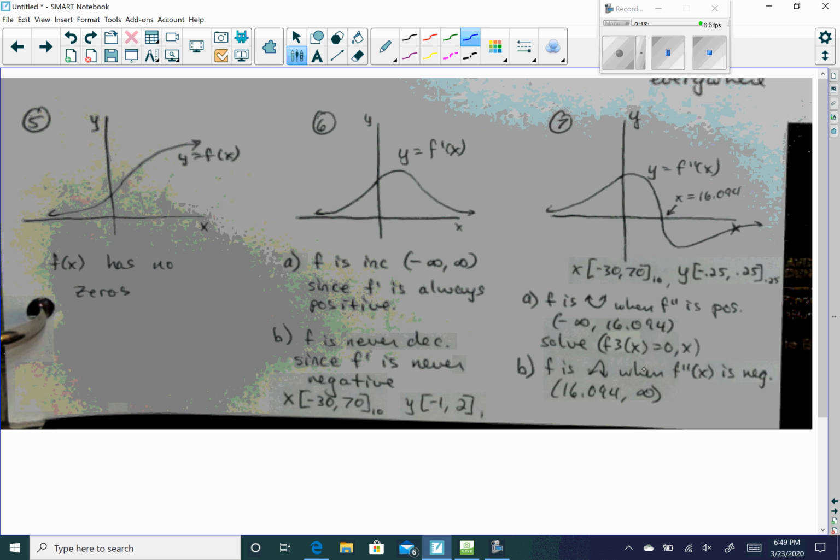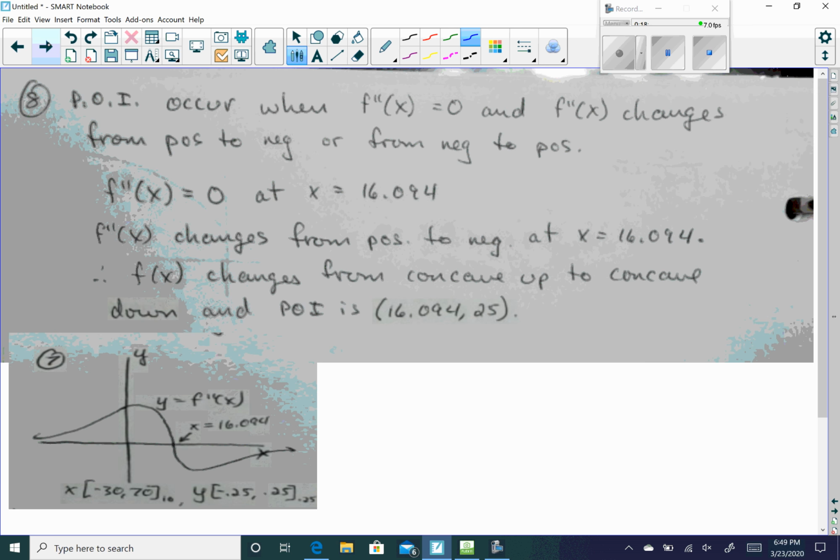you could find it graphically, or you could use the solve feature: set that second derivative equal to 0 and solve for x. And then f is concave down when f double prime of x is negative, and that would be from 16.094 to positive infinity. Now, I am going to use the graph for number 7 to help us answer number 8.